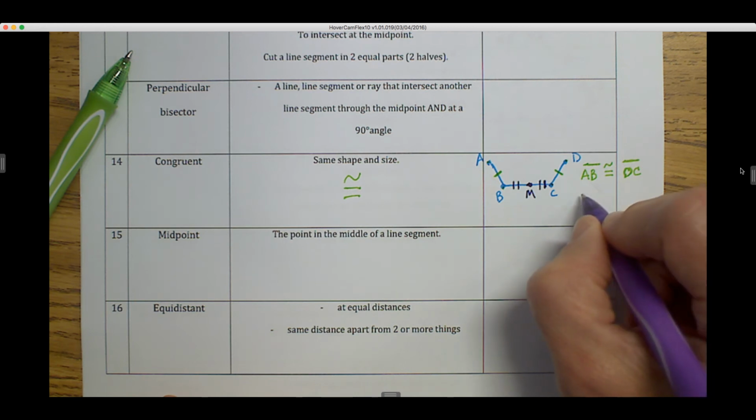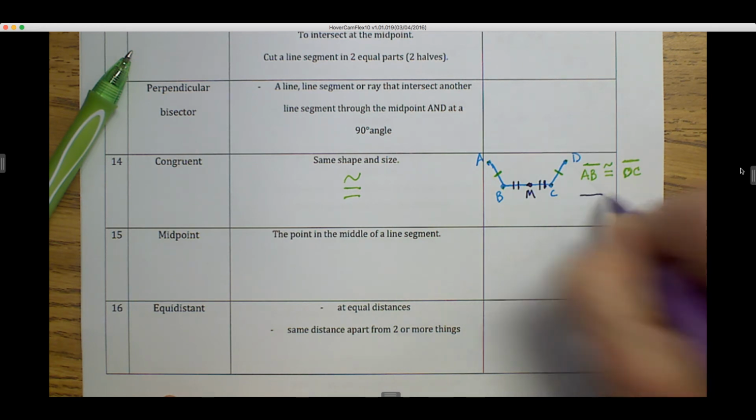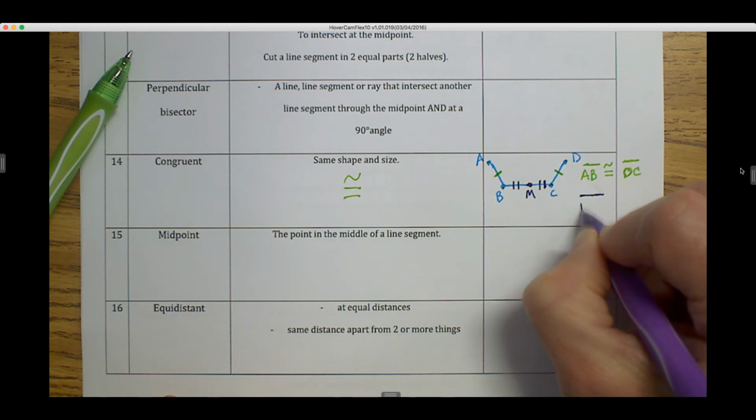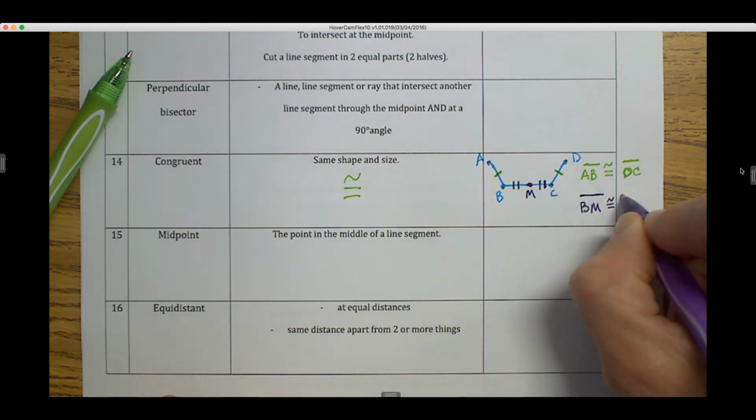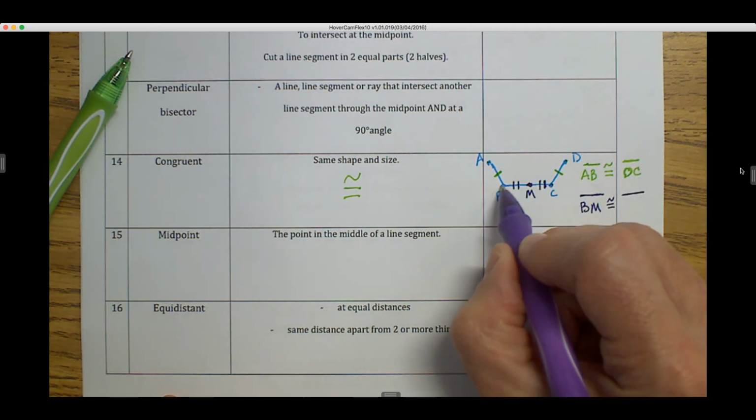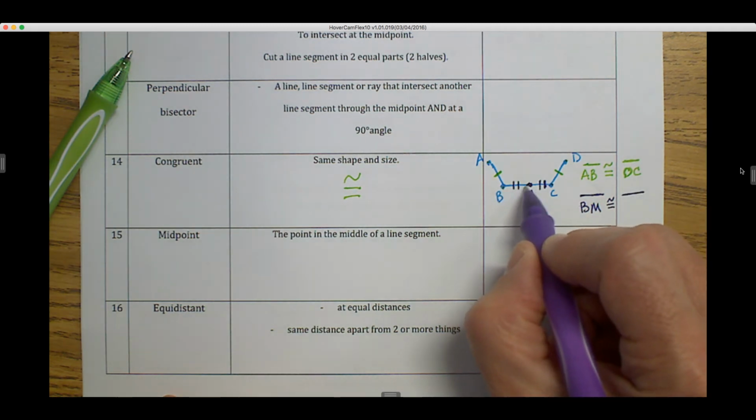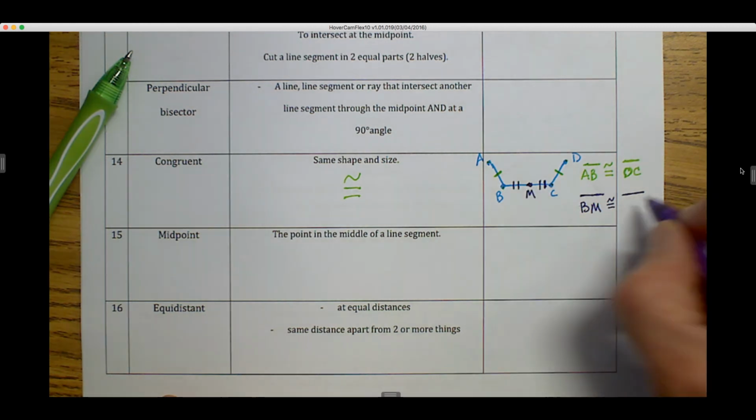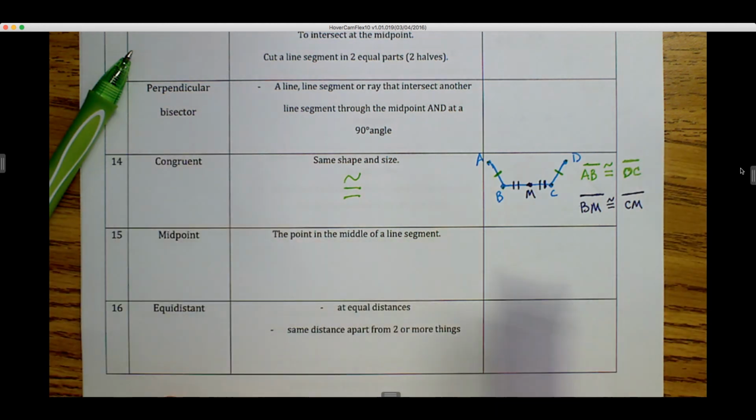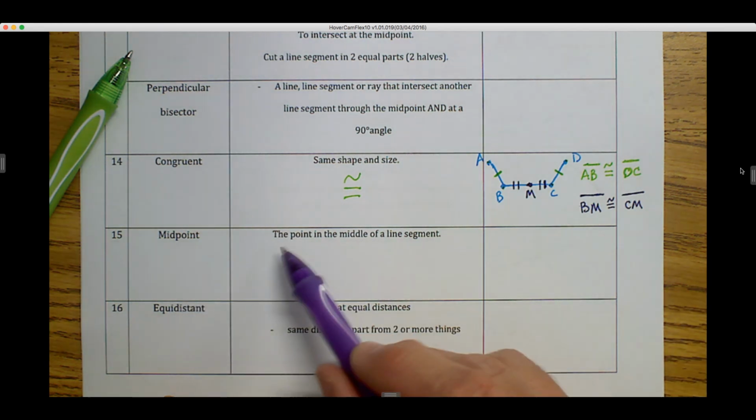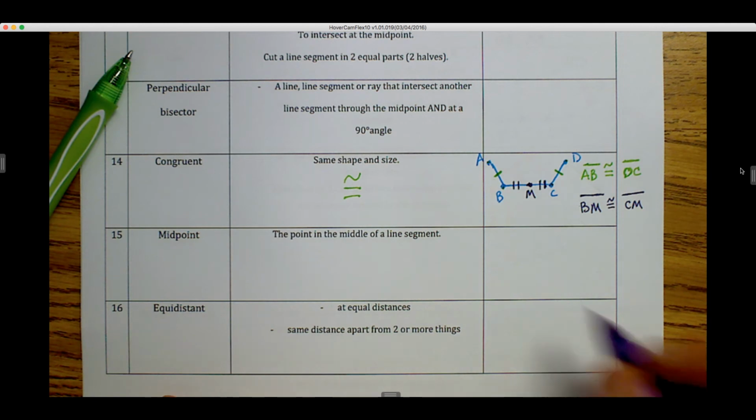So the way we draw this one up is, again, line segment BM is congruent to line segment. Now again, we started at B, went into the midpoint, so we're going to start at C and go into the midpoint. So two different ways to talk about congruent line segments. Okay? The midpoint is the point in the middle of a line segment.